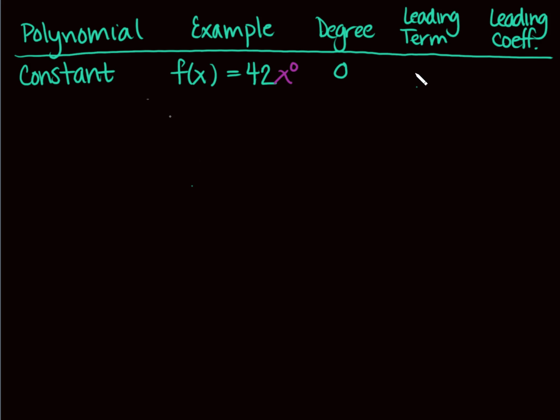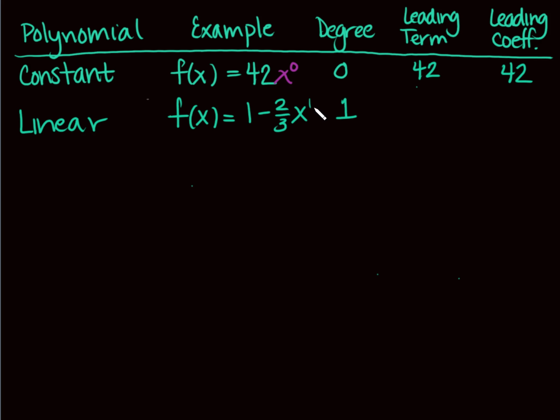What's my leading term? Well, then my leading term is going to be 42. And what's my leading coefficient? Also 42. Okay, so that's what we mean by a constant function. So what if we do have an x value, so let's say f of x equals 1 minus 2/3 x? I don't have that in descending order, but if I did, what would go first? That negative 2/3 x.